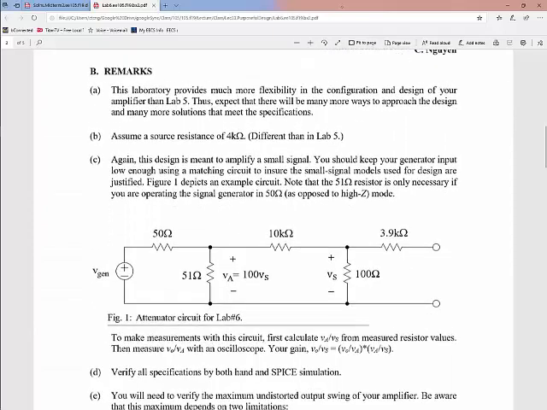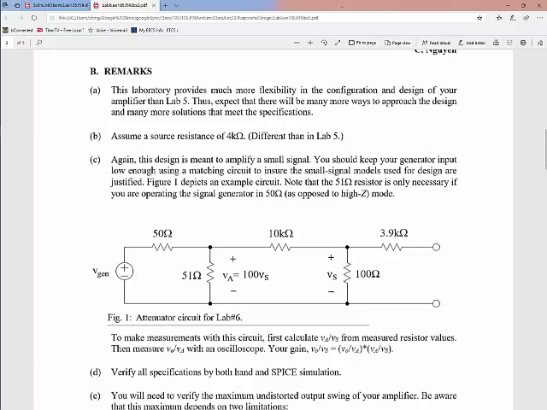I'll let you go ahead and read that. There's remarks here on more stuff. You'll have to use an attenuator circuit in order to actually determine your gain, because the signal generators we have cannot put out a small enough signal. Now your gain of 4,500 is going to gain that up so big that you need a really small signal to keep the output less than 3 volts peak to peak. And so you need some kind of attenuator circuit to do that.